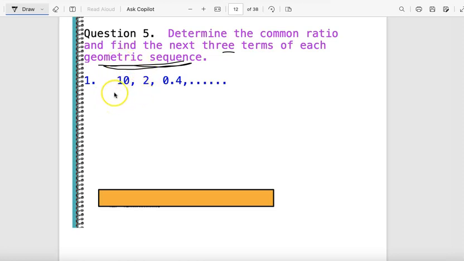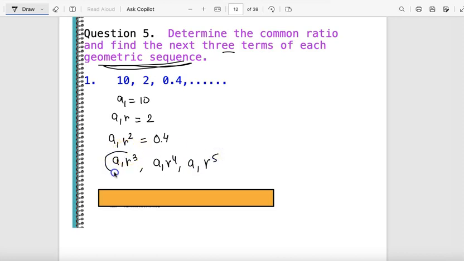Now first of all, how will I find it? Tell me, what is your first term? First term is your 10, and in this case what is your second term? Second term will be A1R, that's your 2, and third term will be what? A1R squared, that's your 0.4. And what is the fourth term? Fourth term is A1R cubed, and fifth term is A1R^4, and sixth term is what? A1R^5. So I have to find these 3 terms over here.